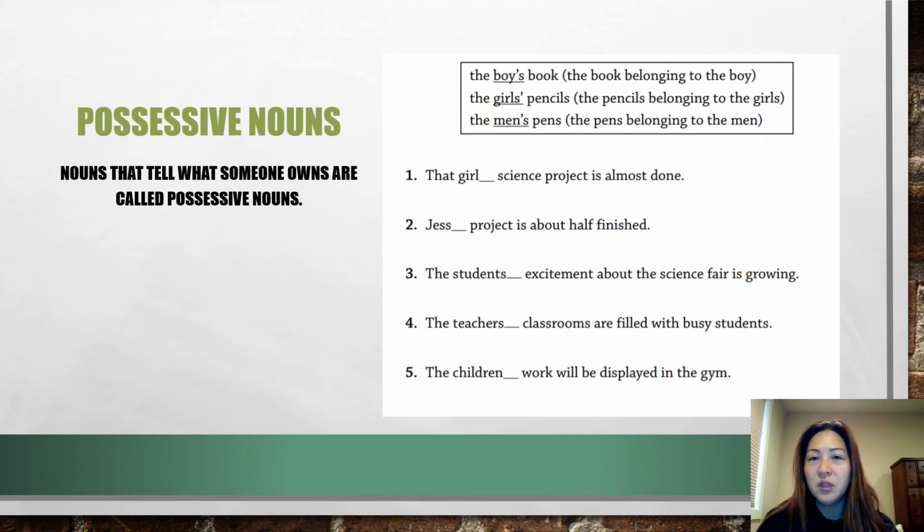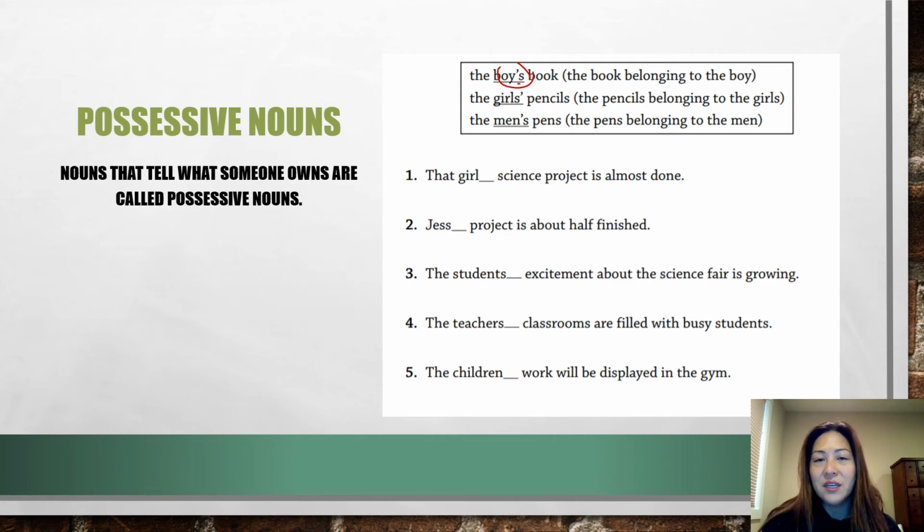That means the book belonging to the boy. It shows ownership. The boy owns the book. So that's why there's going to be an apostrophe. The singular word boy does not end in an S, so we're going to do apostrophe S. And most singular nouns, you just use apostrophe S to show ownership. So we see right here, you just use an apostrophe S to show that this boy, the singular noun, owns something.